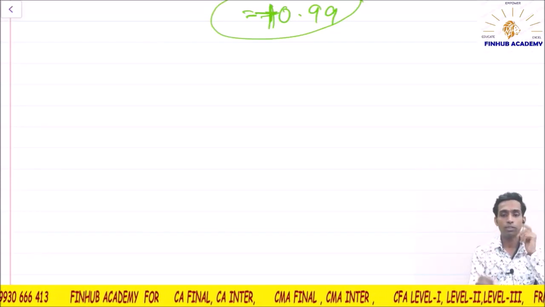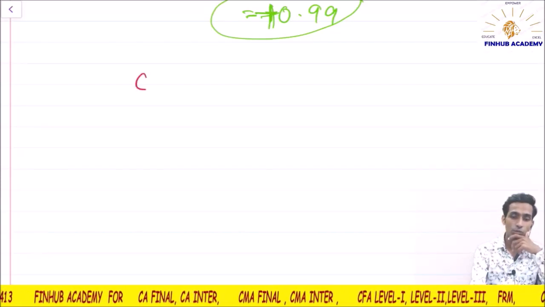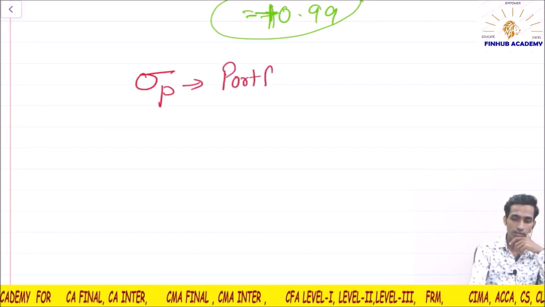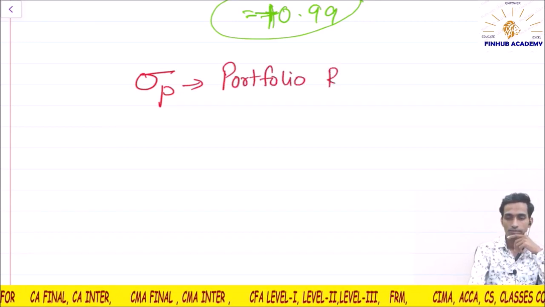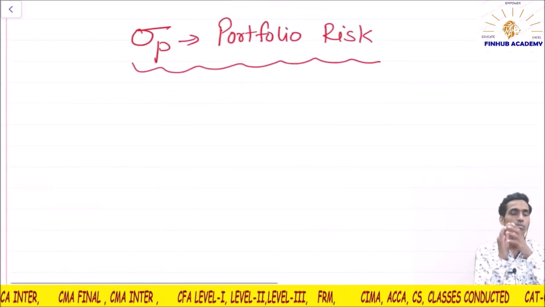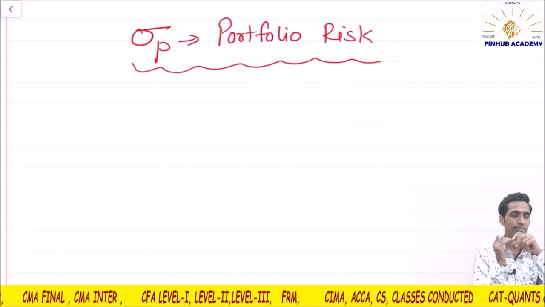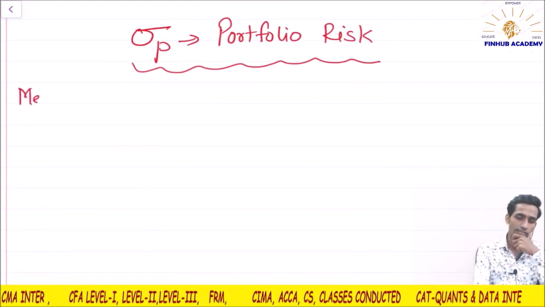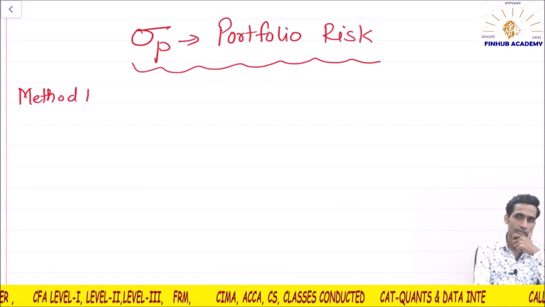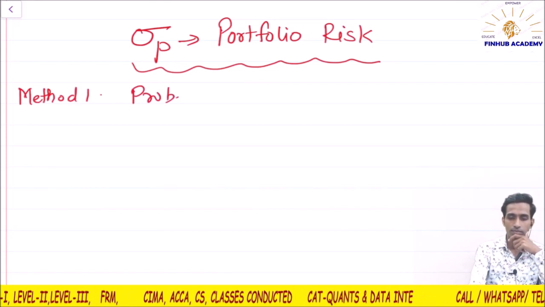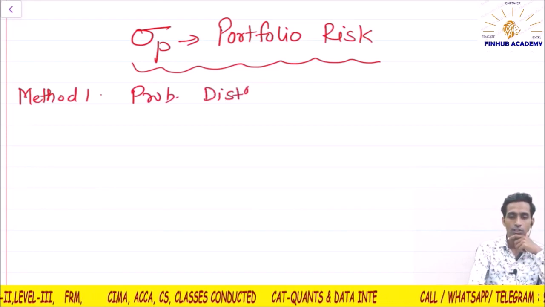We are now moving towards standard deviation of portfolio, that is portfolio risk, right? Method 1, that is the probability distribution method.